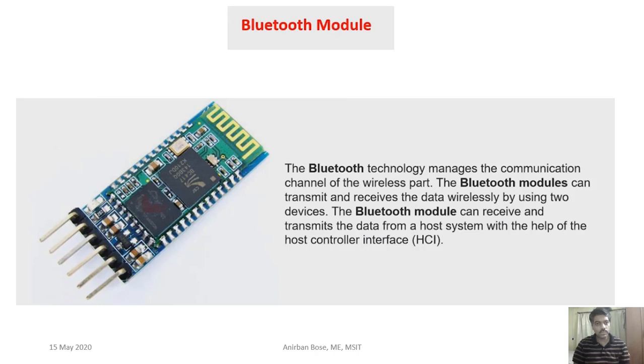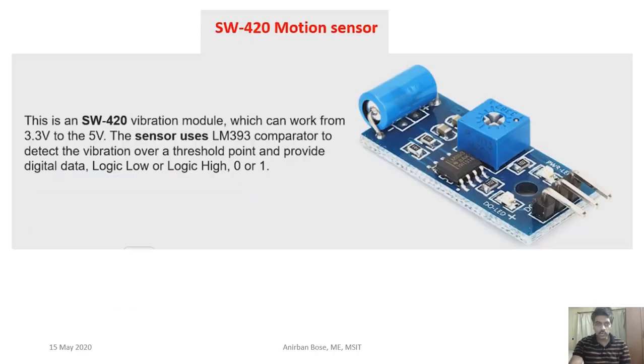Here you can see this is a motion sensor, SW420 motion sensor. It's basically a vibration module, and with the help of this we can sense the vibration present in bearings, gears or different machine components, and this is a very important sensor.